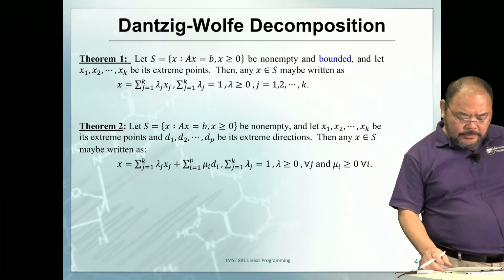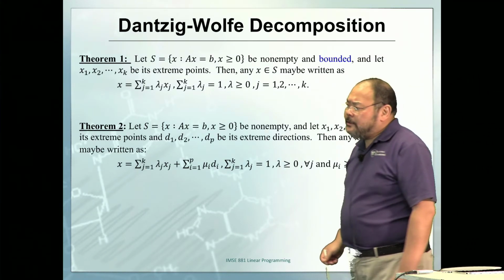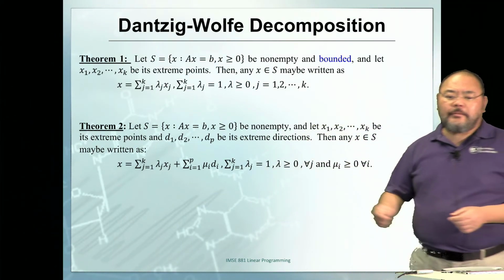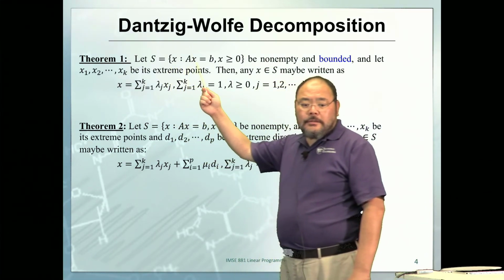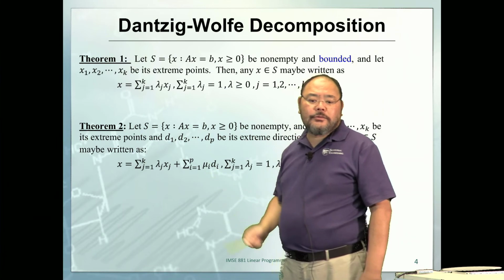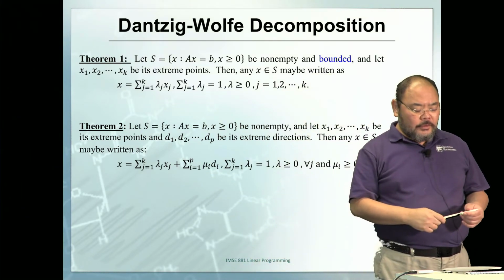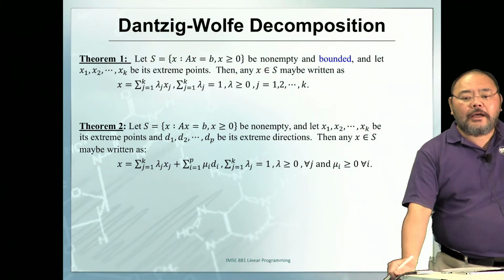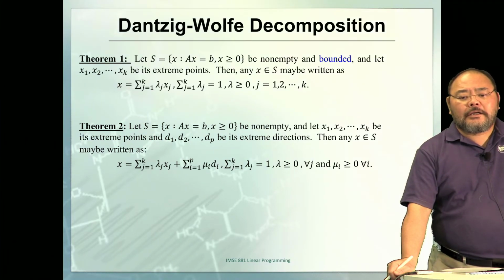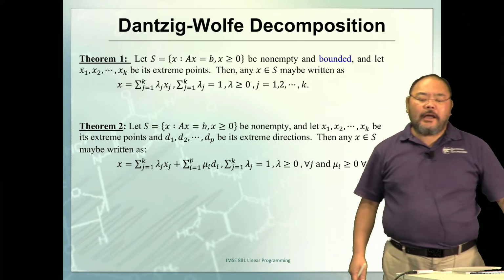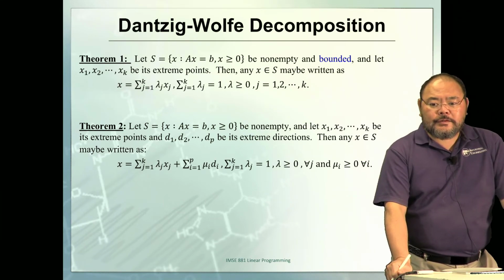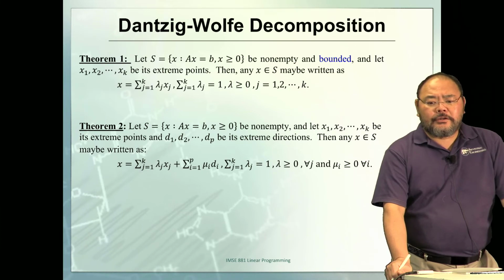Okay, we'll talk about the next one. Theorem 1 states: if S is the set of points x satisfying Ax equals b and x non-negative, and it is non-empty and bounded, and x1 to xk are the extreme points of S, then any x belonging to S may be represented as a convex combination of all the extreme points. We proved this in the polyhedral theory earlier in lecture 2.